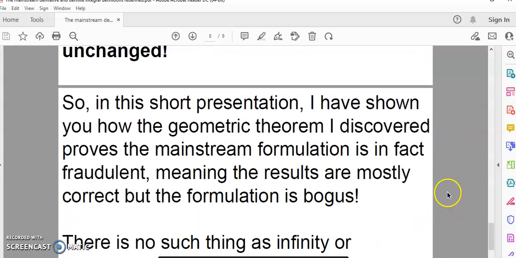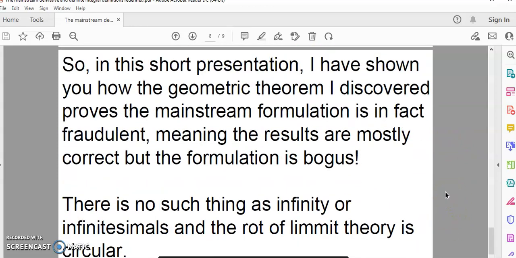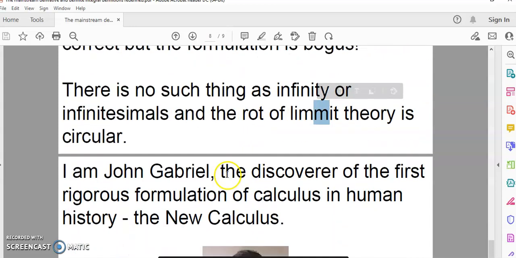So in this short presentation, I've shown you how the geometric theorem I discovered, not anybody else before me, proves that the mainstream formulation is in fact fraudulent, meaning the results are mostly correct, but the formulation is bogus. And why is it bogus? Because there is no such thing as infinity or infinitesimals, and the rot of limit theory is circular. Oops, I misspelled limit there. Never mind. It's not important.